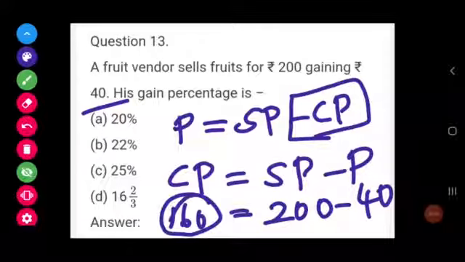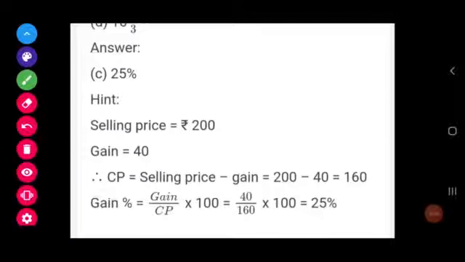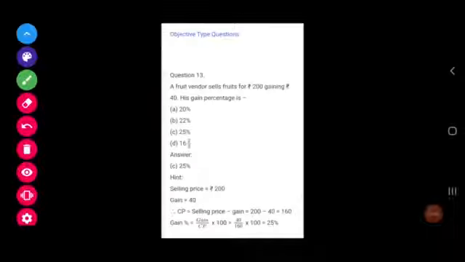If we got the CP, we can find gain percentage easily. The gain percentage, what is the formula? It is very simple. Gain percentage is gain by CP into 100. Gain is 40 divided by CP. Just now we found 160 into 100. If you are simplifying this one, it will be 25%. Okay. Next option C is the correct answer.